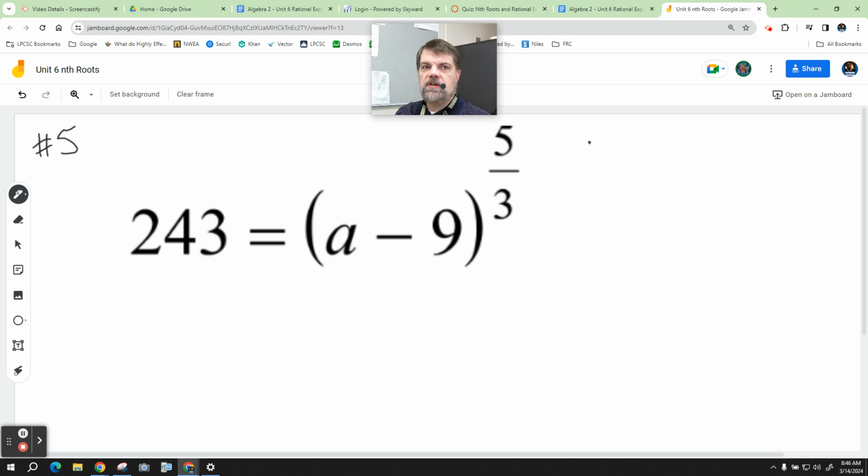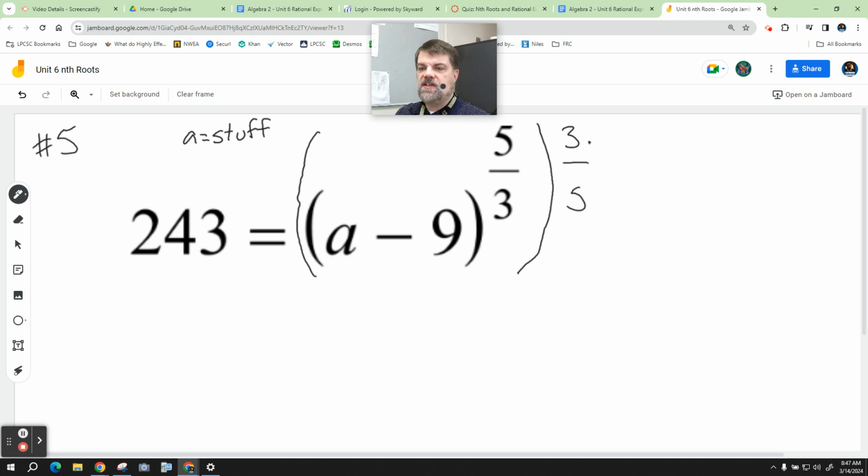Remember, on these problems we're going to go in backwards order. So I've got to get a by itself and all the other stuff on the other side, which means I need to move the 9 and the 5/3. While the 5/3 is an exponent, the 9 is being subtracted from a, so we have to go in backwards order. I've got to get rid of the 5/3. The easiest way to get rid of that 5/3 is to multiply by the reciprocal, which is 3/5.